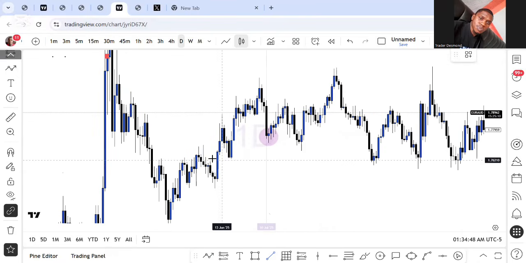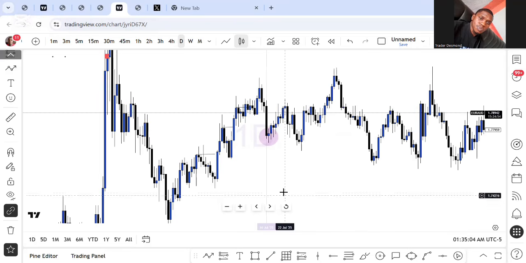Now you can see that we had a break of structure here to the upside, and the market keeps breaking structure to the upside. We had another break of structure here to the upside. See how the market keeps breaking structure? We have another break of structure here to the upside.